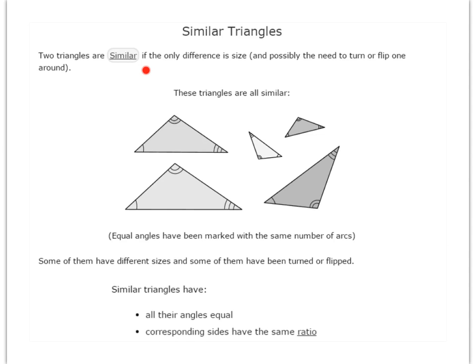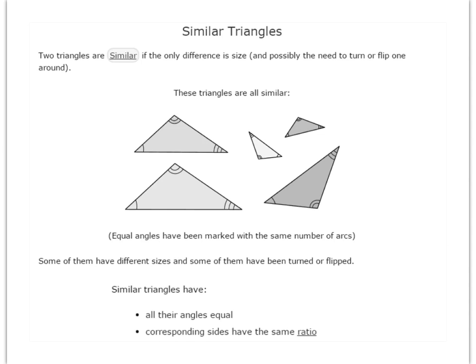Similar triangles, the only difference in similar triangles is their size. One's bigger than the other. All of those are similar. Some are bigger than others, some are flipped, some are rotated. That's the only difference going around. All of their angles are equal. Corresponding sides have the same ratio. And that's an important part.